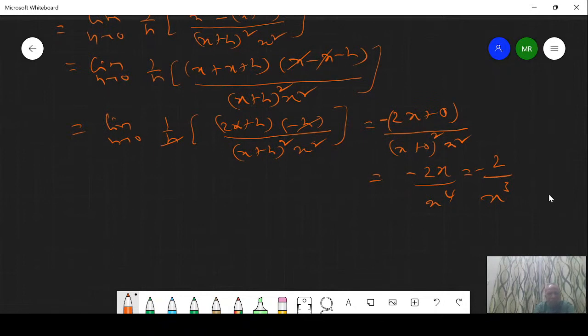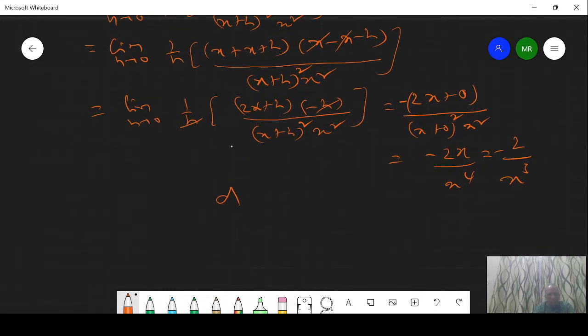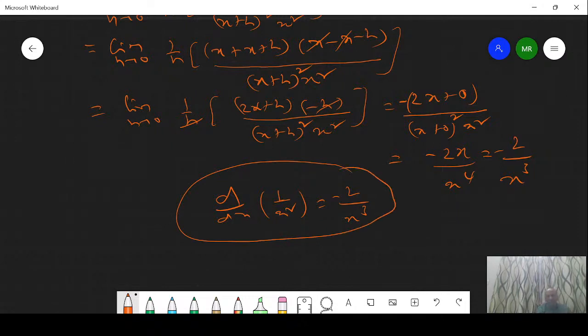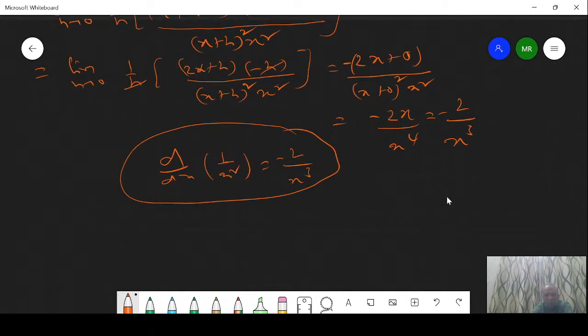That means finally I can conclude, d by dx of 1 by x square equals minus 2 by x cube. This is the conclusion, right? But before doing this, can I verify this? Whether I have done correct or not, you can verify.